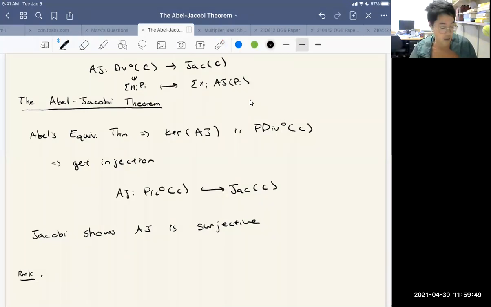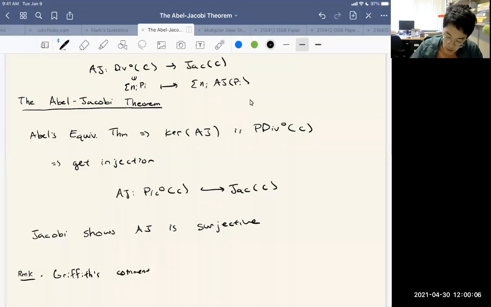I don't have much time left, so I just wanted to make one last remark, and it's about Griffiths' comment at the end, or at the beginning. Griffiths' comment was about the Abel-Jacobi map, or the Abel-Jacobi theorem.